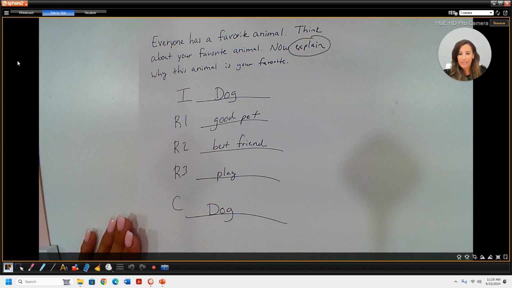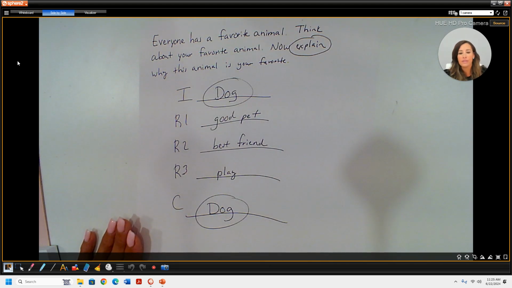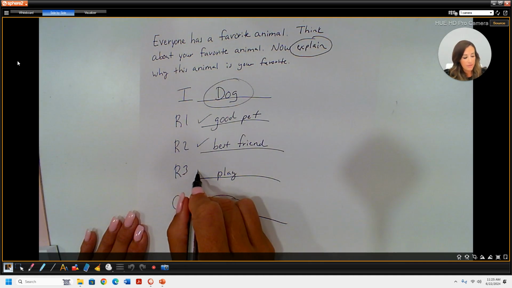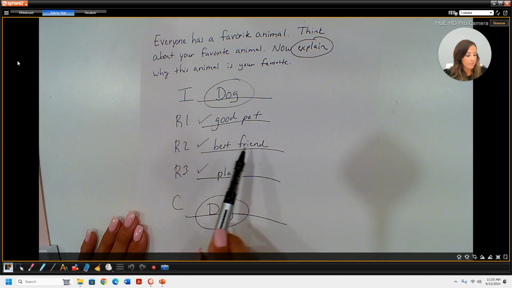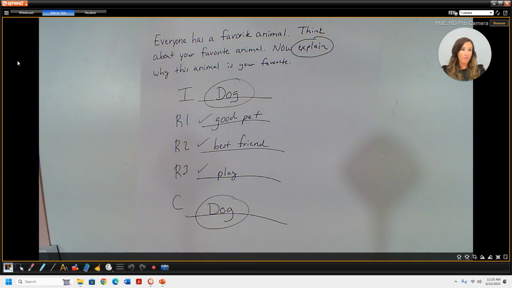Okay, so here's my IRC outline. I planned it out. My favorite animal, I picked dog, so I wrote that on the I and the C line. And then I have reason 1, they're a good pet. Reason 2, they can be your best friend. And reason 3, they can play with you. You can see I didn't put "they can play with you." I just put play. I didn't put "they can be your best friend." I just put best friend. You always want to keep it to 1 or 2 words because we want to save our writing for the essay. This is just our planning. Okay?